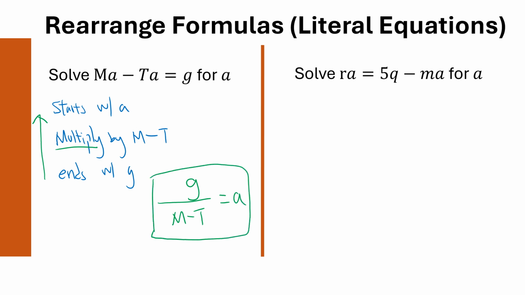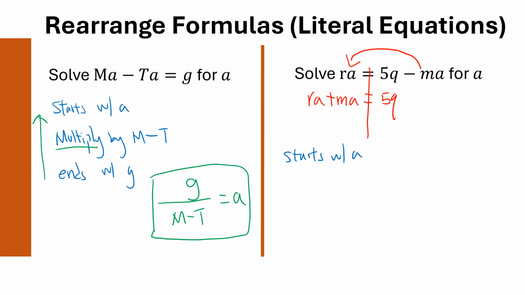For the next problem, the variable we're solving for, a, is on two different sides of the equation. So what we have to do is move that negative ma with the ra. So therefore, the equation is going to become ra plus ma equals 5q. So now we're going to do the same thing we did earlier. So the variable we're solving for is a, so we're going to start with a.